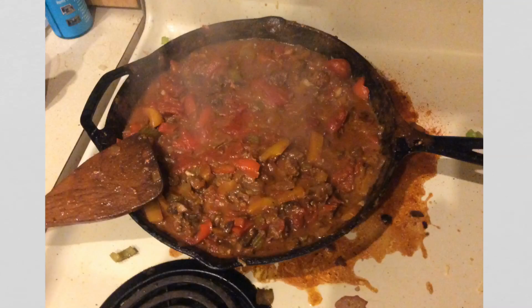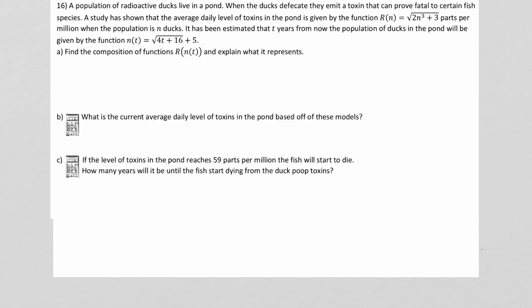Alright, my sauce is getting super close. Hopefully it's looking appetizing to you. But clearly I've made quite a mess on my stove and I'll need to clean that up later, which is obnoxious, but I'll survive. Let's do this last problem so that I can eat my food and go to sleep.